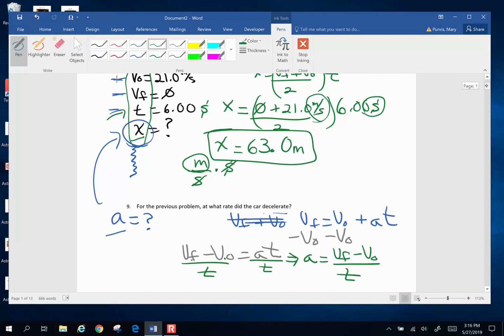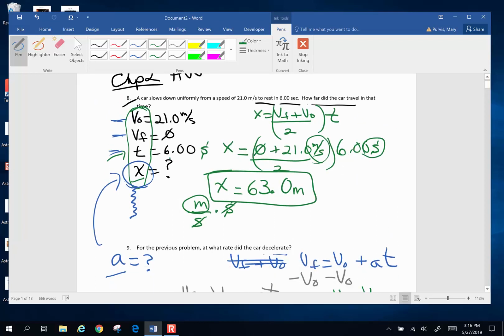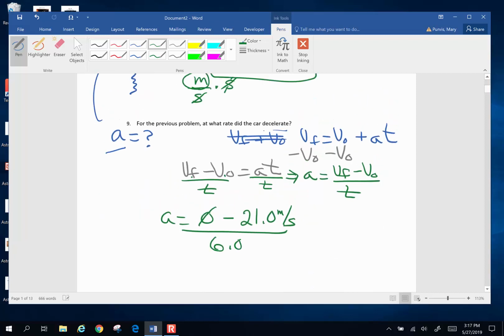Now I'm going to take the data from that previous problem and put that in. My final velocity was 0. The initial velocity was 21 meters per second. All of this happened, let me double check, make sure I don't have a wrong number. All of this happened in 6 seconds. And so now I pick up my calculator. 21 divided by 6 gives me 3.5, but I have 3 sig figs and 3 sig figs, so this is going to be 3.50. It's an acceleration.